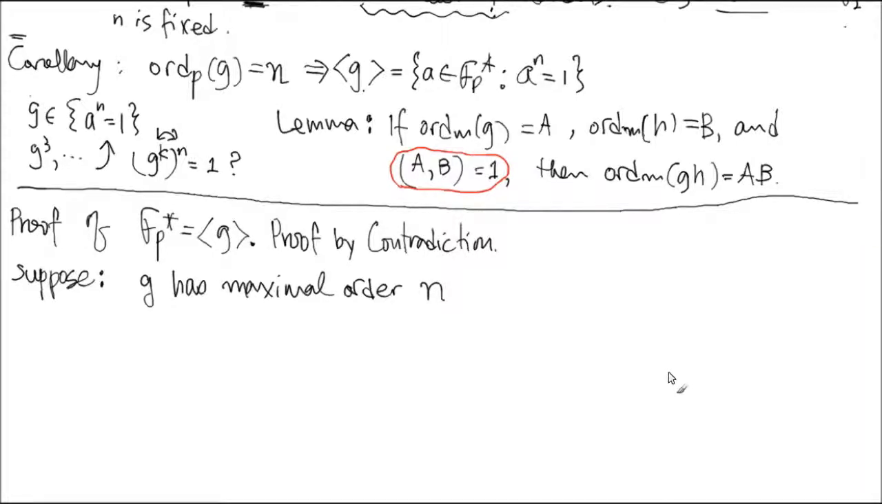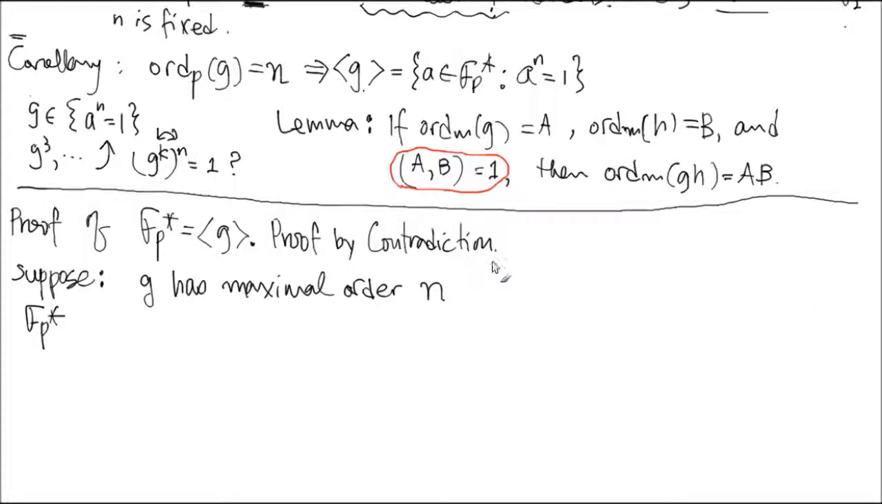You go through all the elements in Fp star, and you find the one with the largest order. That's what I mean by that. Maximal order. Again, there's this Fp star. There are a lot of elements in there. Find one element that has largest order. And if that's p minus 1, we're done.